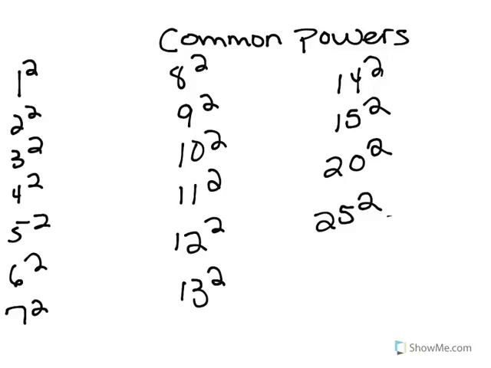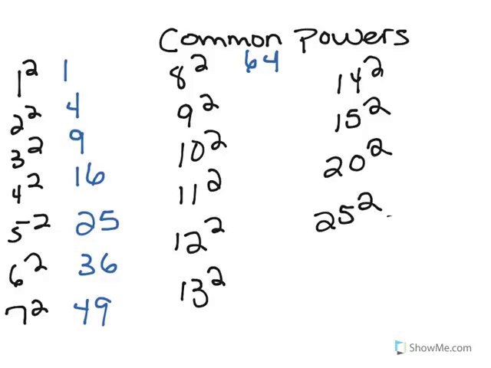All right, let's go over some common powers that would probably be a good idea for you guys to kind of memorize and know. So 1 squared would be 1, 2 squared is 4, 3 squared is 9, 4 squared is 16, 25, 36, 7 squared is 49, 8 squared is 64, 9 squared would be 81, 10 squared is 100. We have 121. For 12 squared, we have 144.